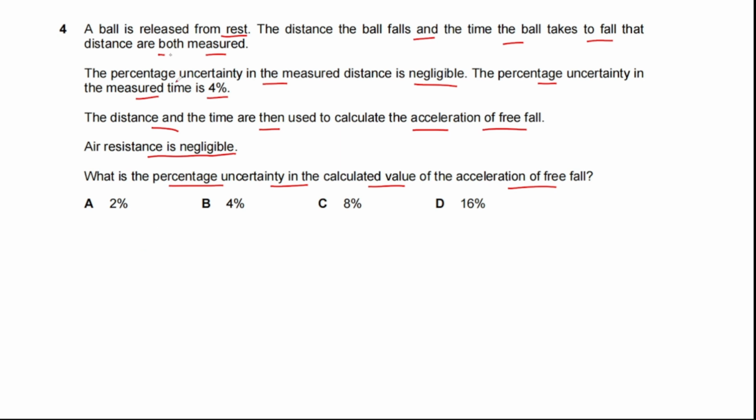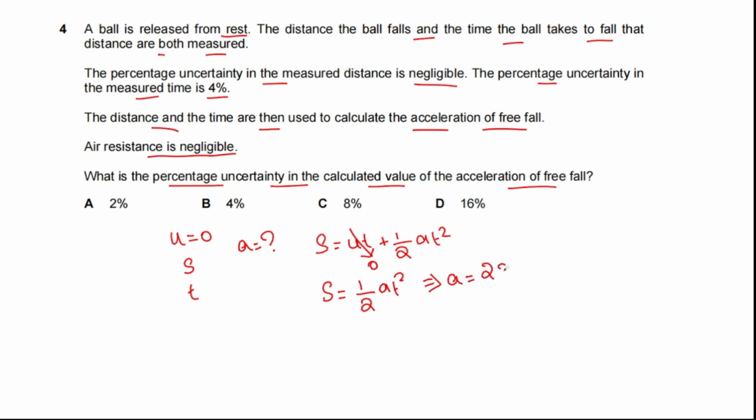Here it is given that it is released from rest, which means that initial velocity is 0, and the distance and the time are measured. So you have the s and the time value and you have to find out the acceleration. In the equations of motion you can use the formula s is equal to ut plus half at square for finding the acceleration. Since the initial velocity is 0, ut will be 0 and s is equal to half at square. Upon rearranging, a will be equal to 2s divided by t square. So this is the formula that the question is using for finding the percentage uncertainty.